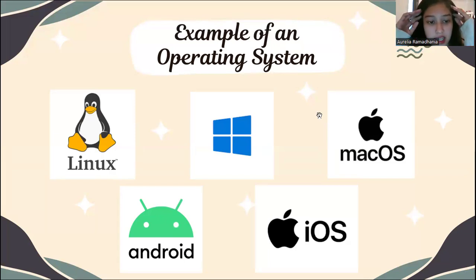This is the example for operating system. First is Linux. Linux is an open source operating system widely used on servers and personal computers. Available in various distributions such as Ubuntu, Fedora, and CentOS. Pros are that it is free, secure, and customizable, with active community support, development, and troubleshooting.